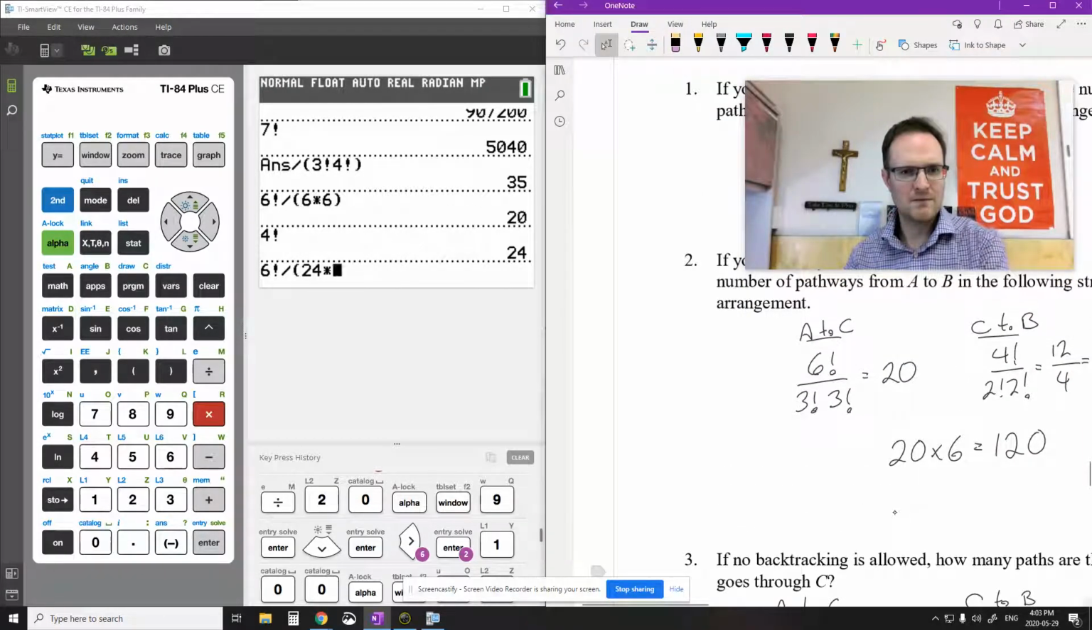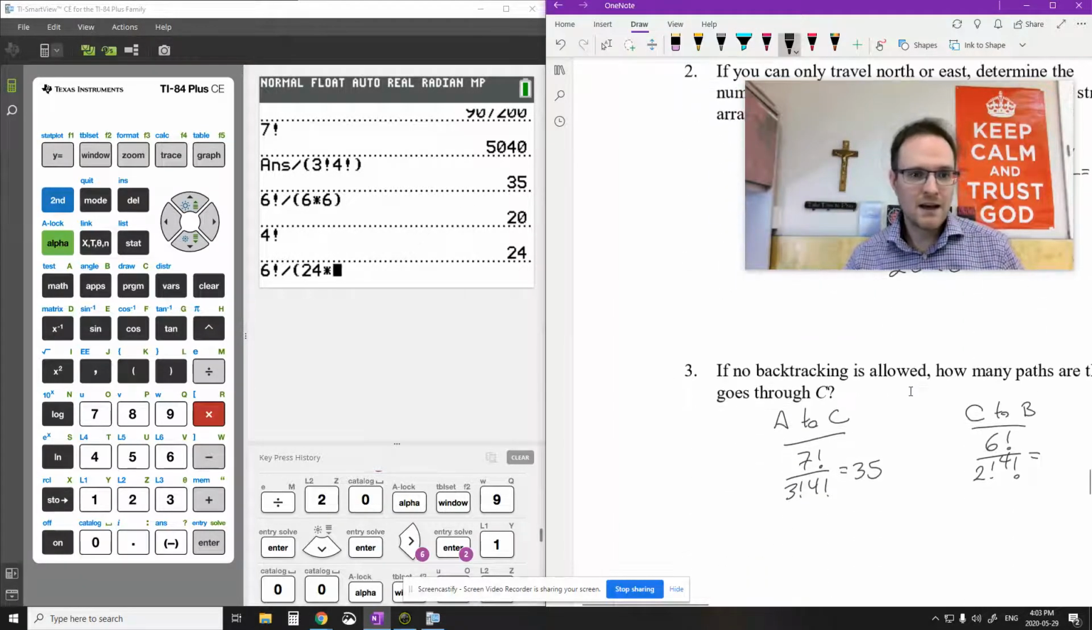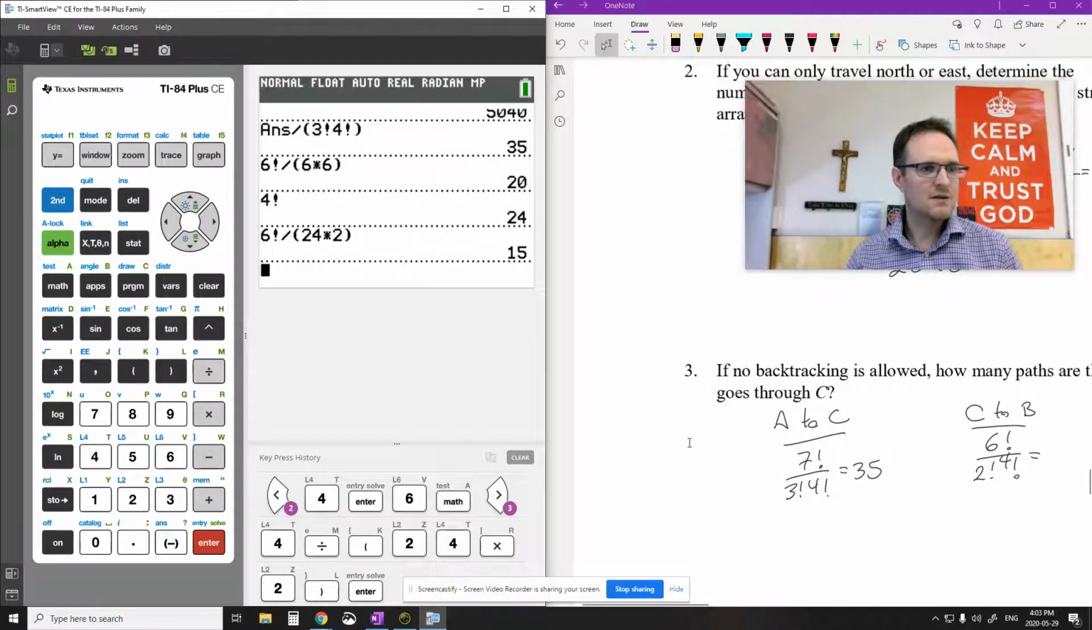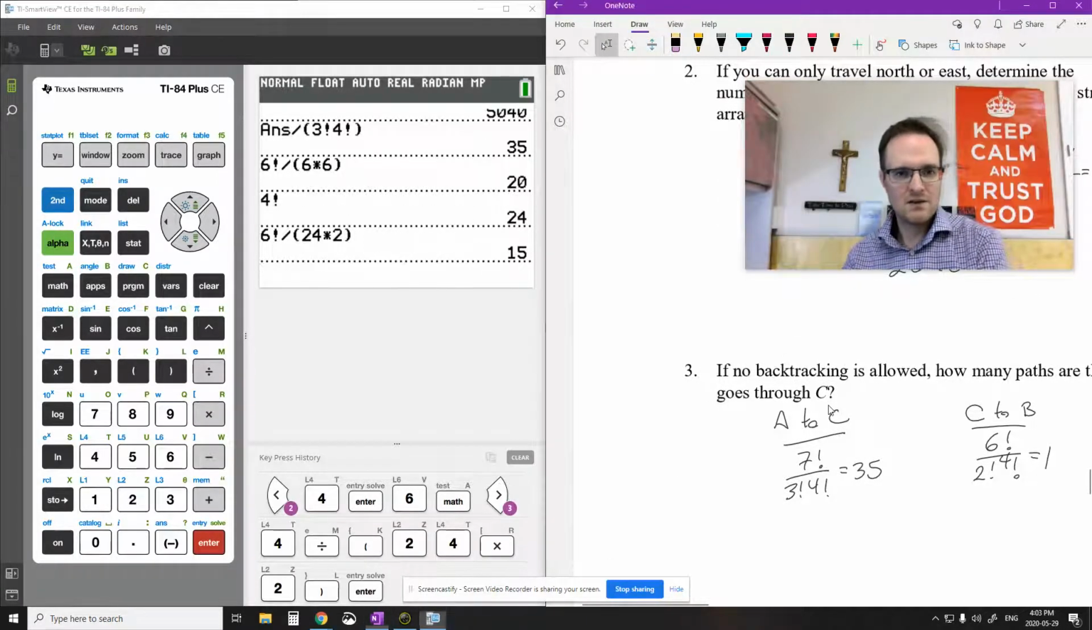What does happen here? Didn't I fix that? I thought I fixed that. 4 factorial is 24 and 2. Honestly, I thought I did fix it. Maybe it just kind of reset itself. I got 15 here. So it's 15 there. Cool.